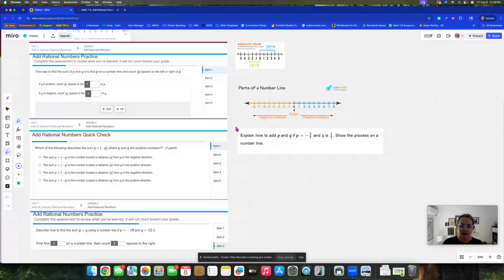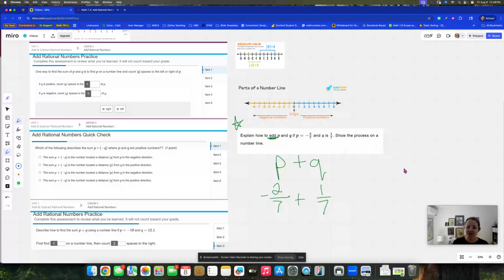So let's start here. It says explain how to add P and Q. So that's P plus Q. If P is negative 2/7 and Q is 1/7. Okay, and then it says show the process on the number line.